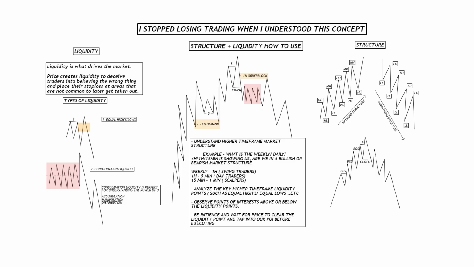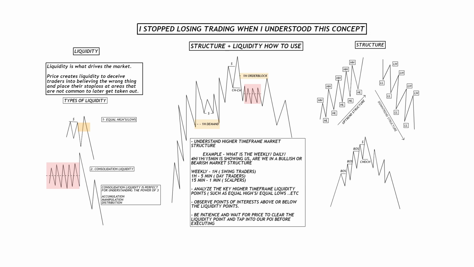So the first thing we have to do is understand our higher time frame market structure. For example, what is the weekly, the daily, the 4 hour, the 1 hour, and the 15 minutes showing us? Are we in a bullish market structure, is price creating higher highs and higher lows on these time frames? Or are we in a bearish market structure, is price creating lower highs and lower lows? That's the first thing you have to understand: what type of structure the higher time frame is in. For swing traders, you can stay on the weekly to the 1 hour. For day traders, the 1 hour to the 5 minutes. And for scalpers, the 15 minutes to the 1 minute.